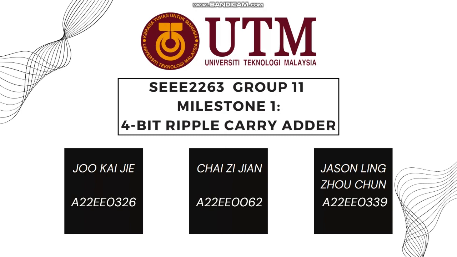My name is Jason Ling Joshun, and I am representing Group 11, which also consists of Zhu Kaijie and Chan Zhijian. This is a video that will be presenting the 4-bit ripple carry adder.